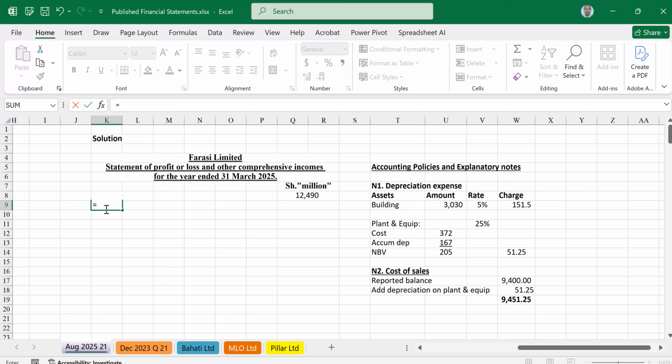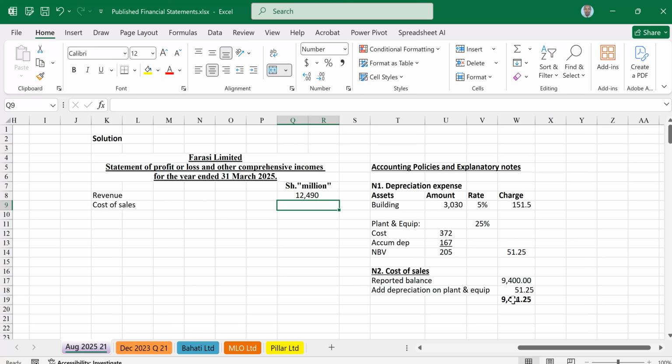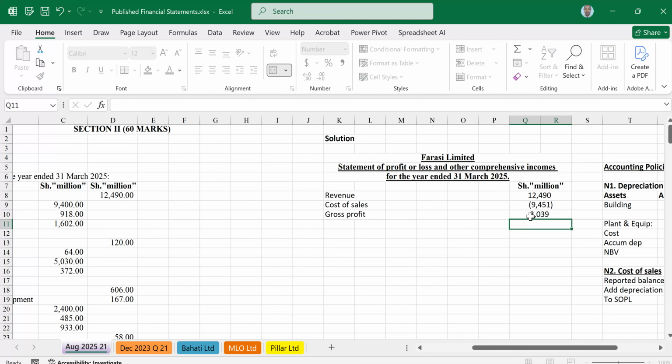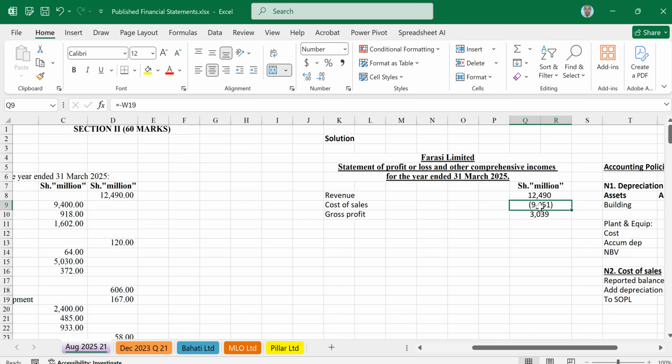So cost of sales will be 9451.25. Now it should be a negative, equal sign, then negative, because we are deducting it from what we have up there. Get the gross profit. A gross profit will be alt equal. Just do alt equal and we get that gross profit.